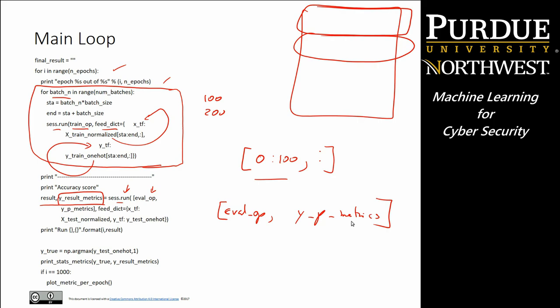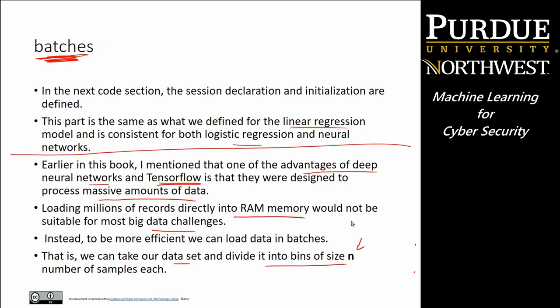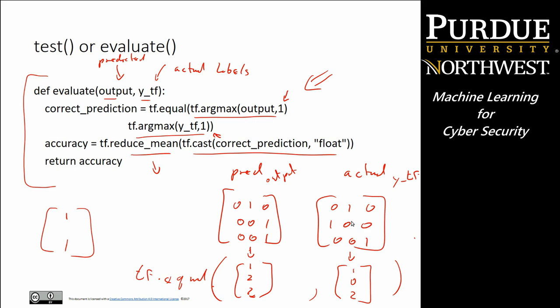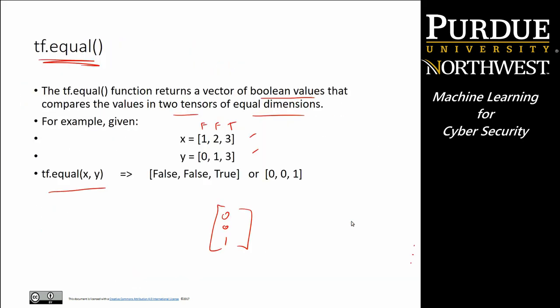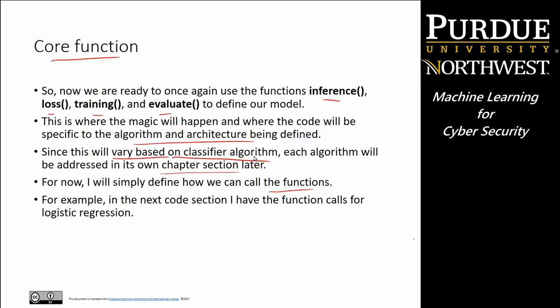Anyone remember? So YP metrics was accuracy. It was actually flattening this one, right? Do you guys remember this? Going from one hot to not one hot. Right? So this TF argmax, so it's YP metrics over here. So that's going from here to here. Right? And notice now, even though I introduced it before, I'm showing you now where you can use it.